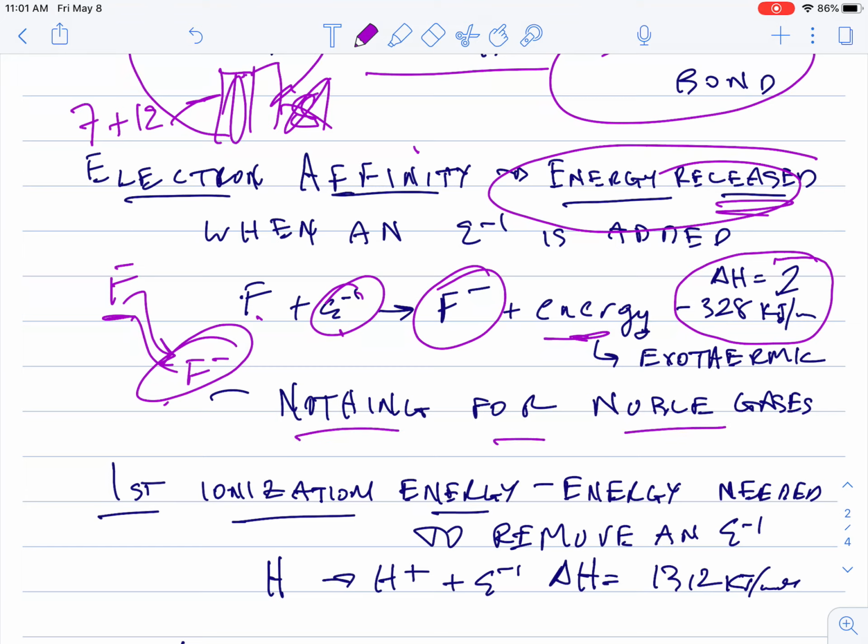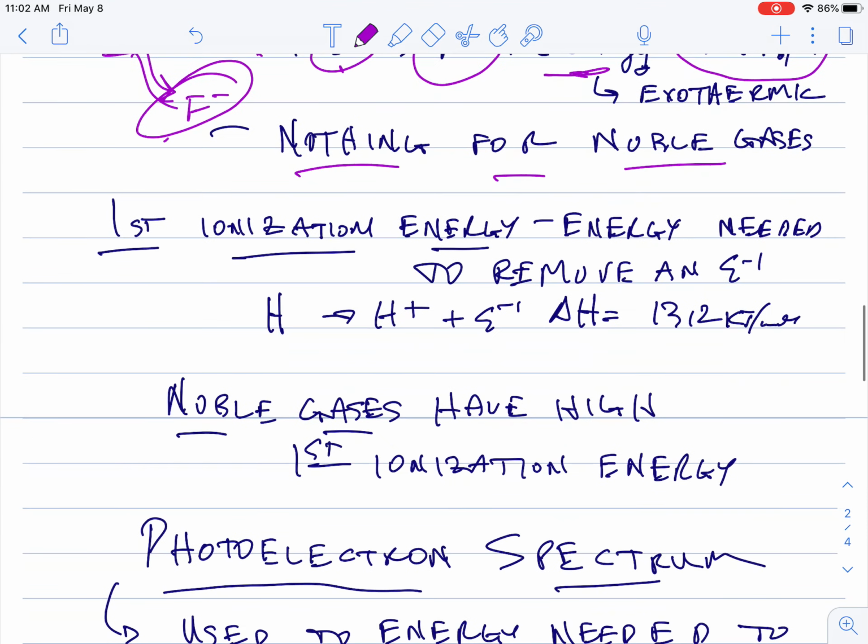Now, there is no electron affinity for the noble gases, mainly because they're not going to gain an electron. They have all 8 game pieces, so there's nothing to gain from that.